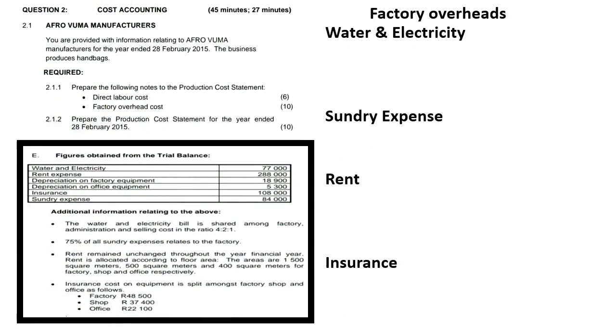Right, now we move to factory overheads. Given information E, we have water and electricity, sundry expenses, rent, as well as insurance. Remember guys, for factory overheads you only record expenses that are indirectly involved in your production process. You are given the following balances. Water and electricity amounted to 77,000. Sundry expenses amounted to 84,000, and rent is given as 288,000. Your last expense, insurance, amounted to 108,000.